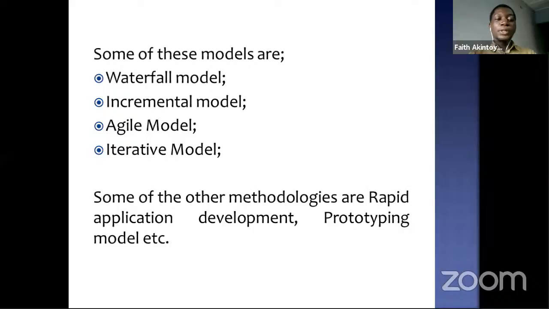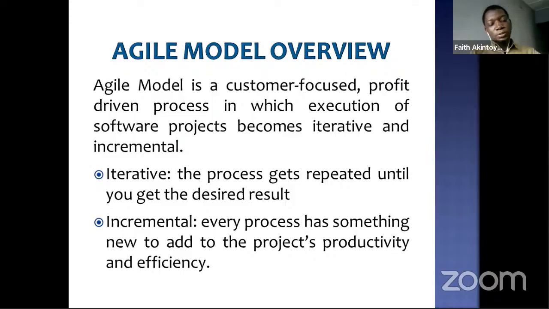Some of these models are the waterfall model, the incremental model, the agile model, the iterative model, the prototyping model. We also have the RAD model, which is also known as the rapid application development model. These are models that could be incorporated if we are going to be building software. When we carefully look at these models, we're able to see which one fits the project that we're working on, so as to get maximum productivity and profits. Right. So today we'll just be putting a searchlight on the Agile model.